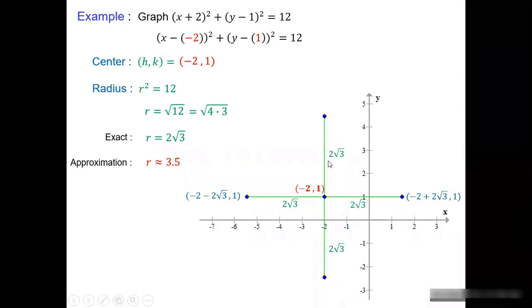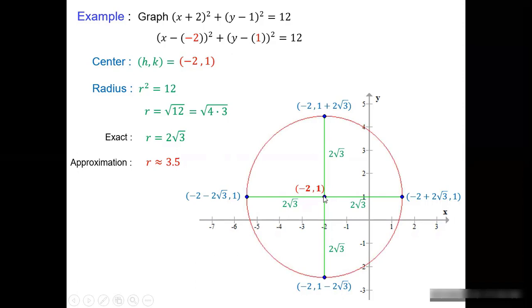And now we're just simply adding 2 root 3 or subtracting 2 root 3 from the y coordinate, which is why now the y coordinate has changed. Once you have all 4 points, left, right, up, and down from our center, we're ready to draw our circle.